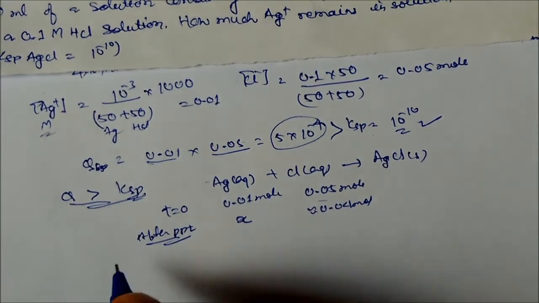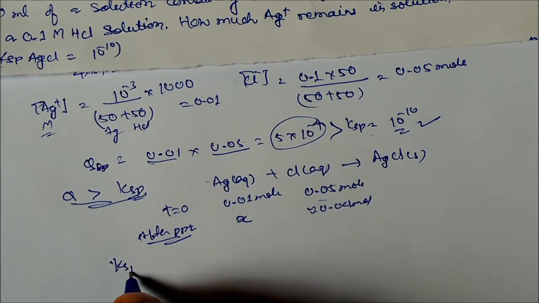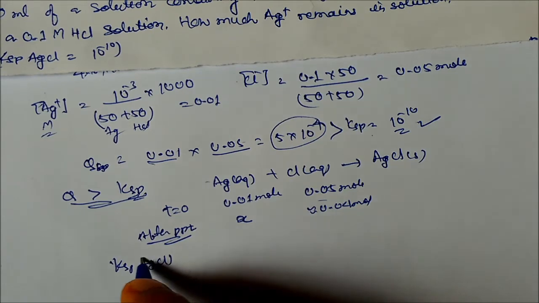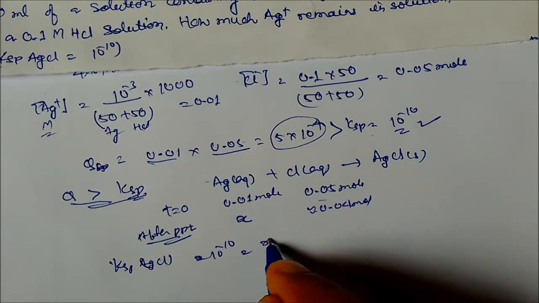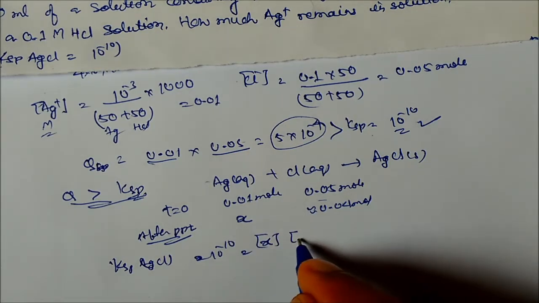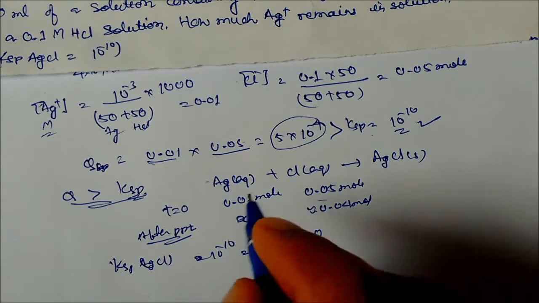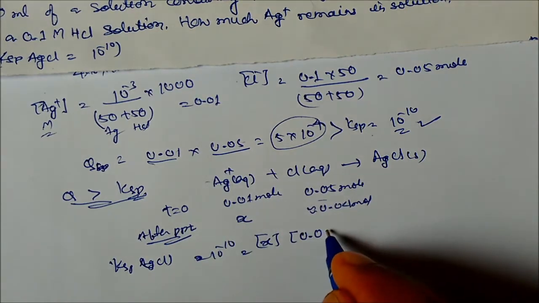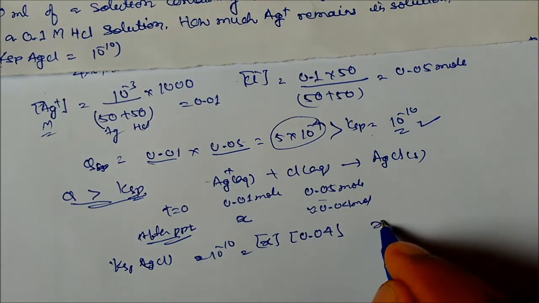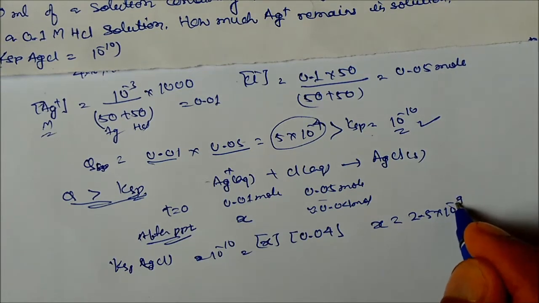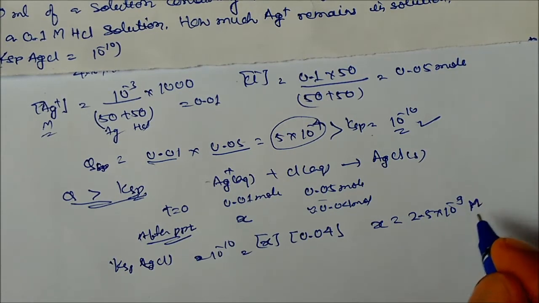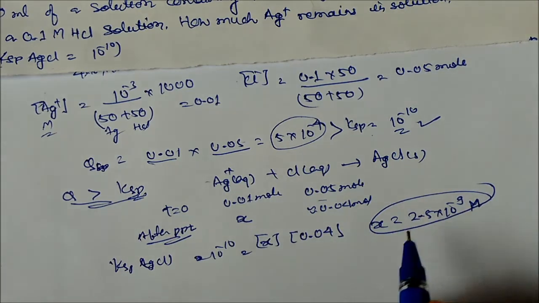So Ksp of AgCl, that is 10 to the power minus 10, equals x multiplied by 0.04 mole, and after this we will get 2.5 into 10 to the power minus 9 molarity. So this much molarity of Ag+ will remain in the solution.